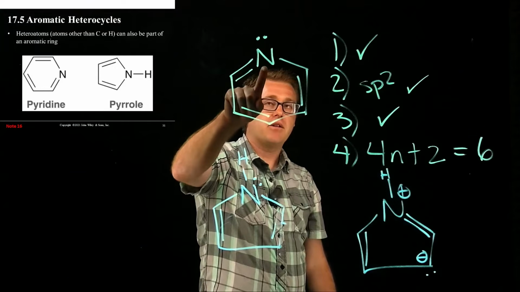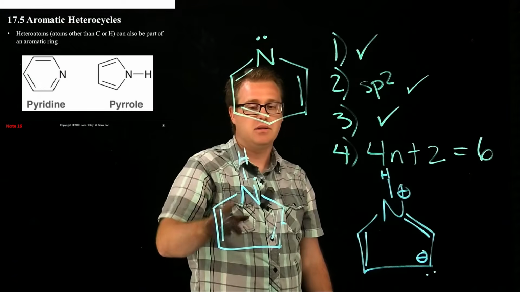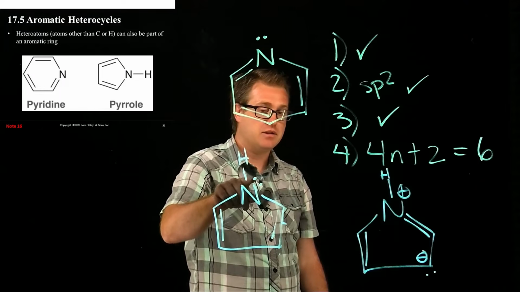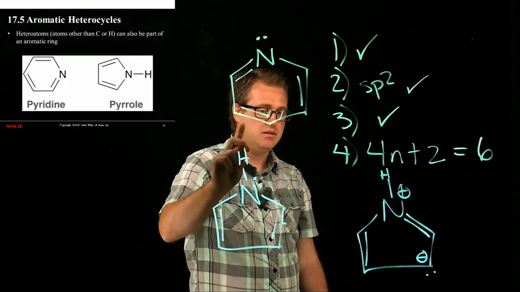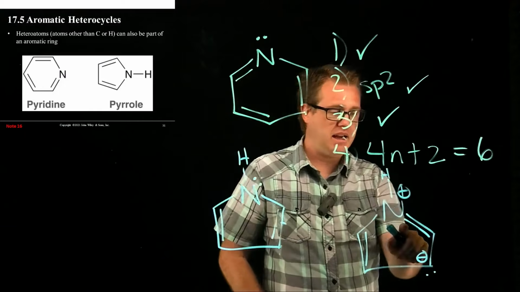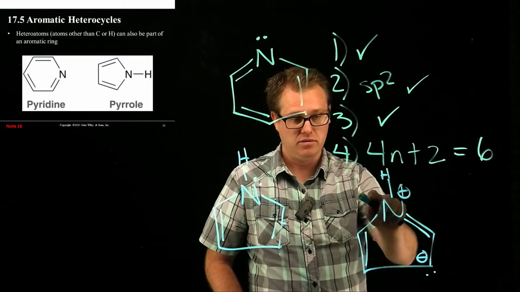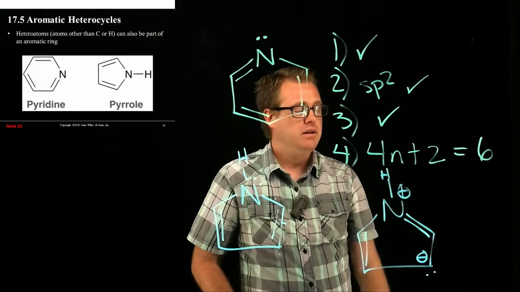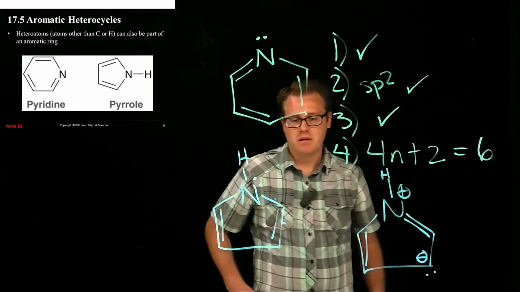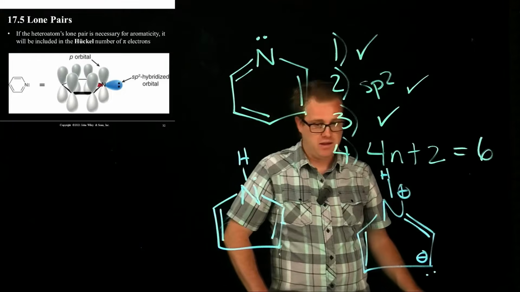If the heteroatom has a double bond attached to it, do not count the lone pairs. But if there's no double bonds attached to the heteroatom while there is lone pairs present, then you do count them. Okay? When you come over here, you do see that this nitrogen has a double bond attached to it, but there's no lone pairs. Okay? So that's the trick, but let's talk about why.